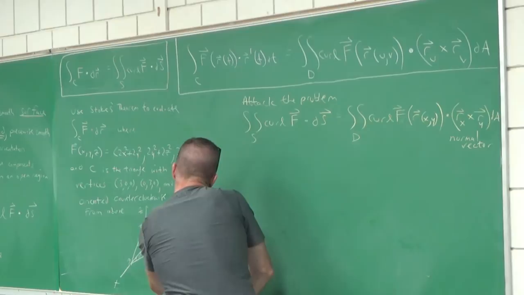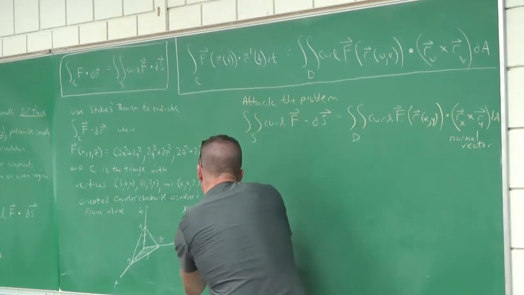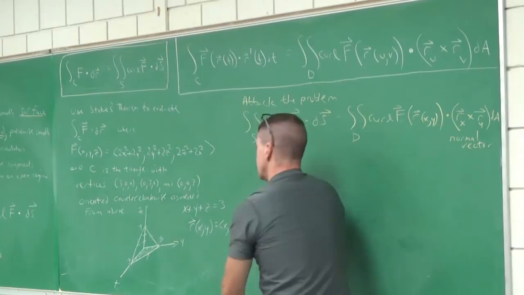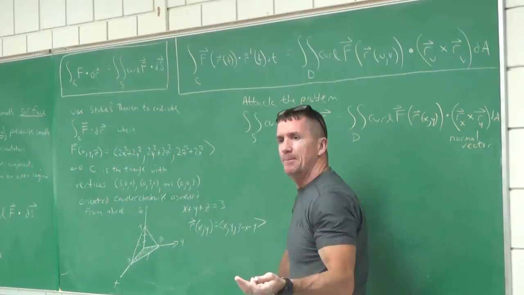You want to let X equals X? Y equals Y? And what's this third component? 3 minus X minus Y. Way to go. 3 minus X minus Y. Parameterize the plane. So how about, let's get that normal vector first.